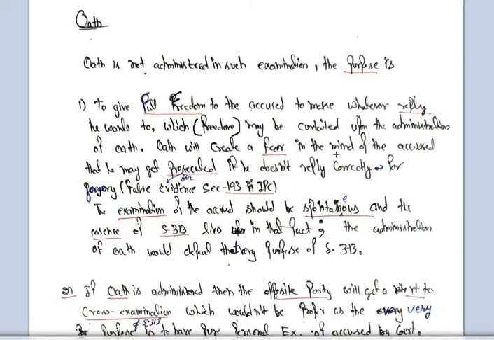Oath will create a fear in the mind of the accused that he may get prosecuted for false evidence under section 193 of IPC if he does not reply correctly.